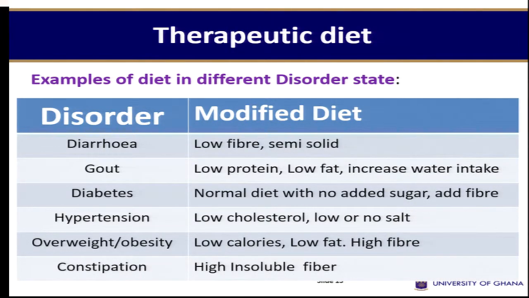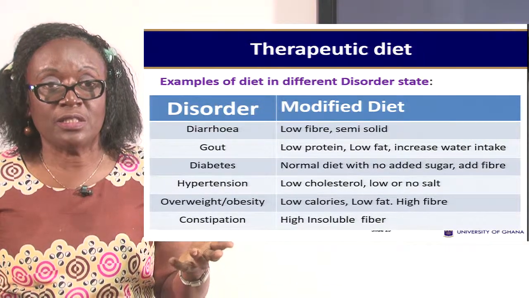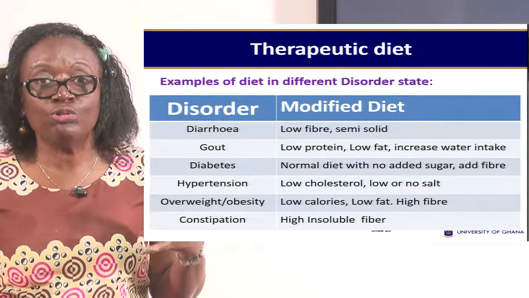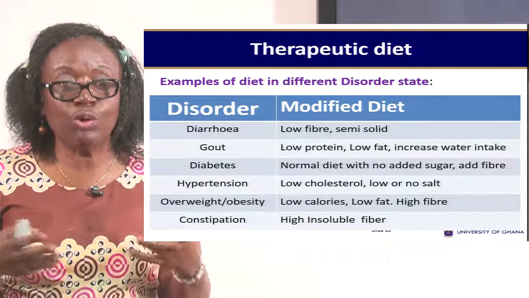Examples of some diets and disorders that we also need to note. Diarrhea is a typical one. That one happens to most people most of the time. When this happens, one should go low on fiber-rich foods and use semi-solid foods. Yes, and in addition, drink a lot of fluids. And if you take something like hypertension, one should go low on foods that are high in cholesterol and also low in salt.